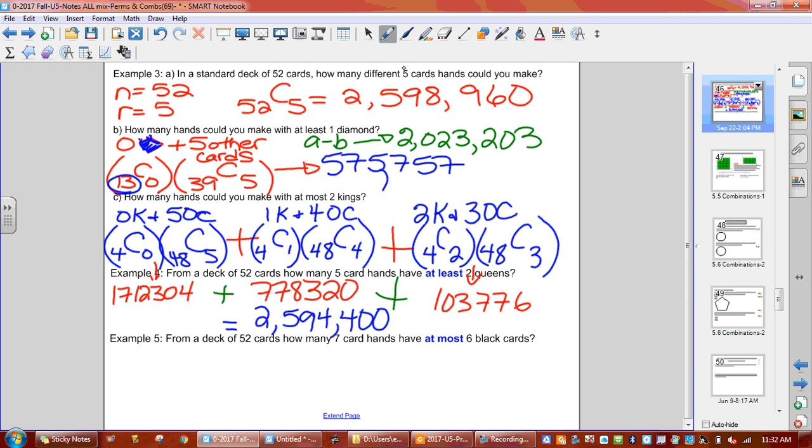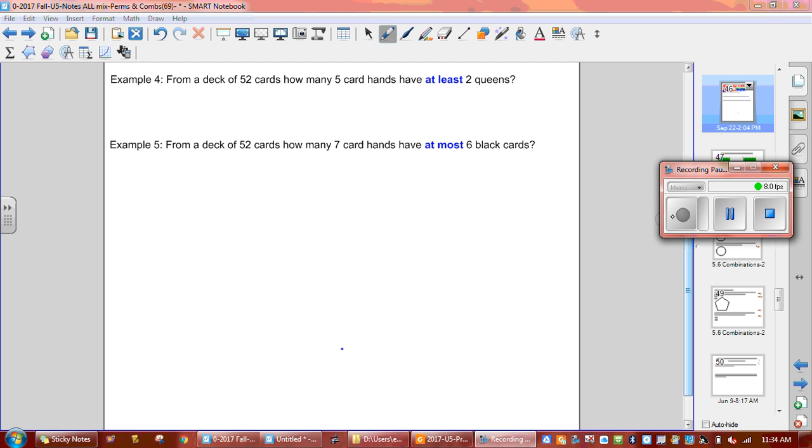can be done one of 2 different ways. We're good to go? May I erase this so we can start? Not quite? Okay, I'll give you a minute. So, example 4. We need to have at least 2 queens. That means minimum 2 queens in a 5-card hand. So you can have 2 queens, or 3 queens, or 4 queens. Okay? That's 3 different possibilities.